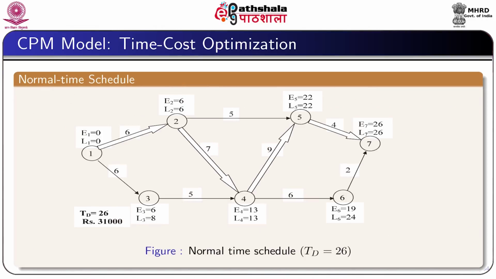This figure shows the normal time schedule, where the activity duration time for the activity 1 2 is 6, and we would like to reduce it by 2 units, and this figure shows the least cost intermediate time schedule, where the duration of the project is 24 weeks, and the total cost now becomes 31,667.